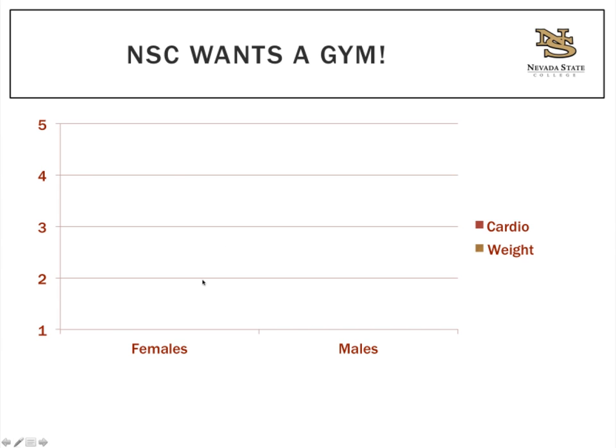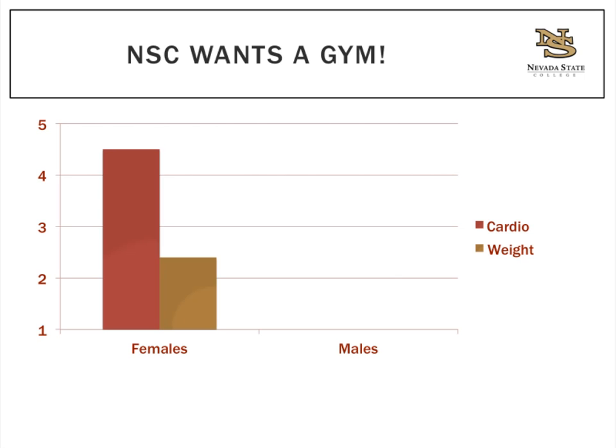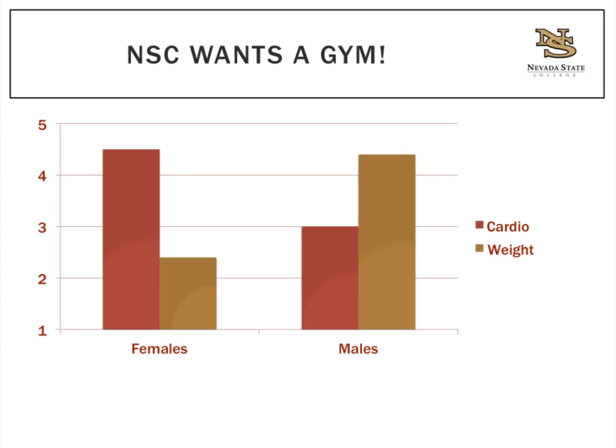Okay, so again, we're going to have 2 sets of bars for females and 2 sets of bars for males. So what do we find for females? They overwhelmingly prefer cardio machines. They don't necessarily hate weights, but they do definitely like cardio machines better. And if we look at males, they are preferring weights.